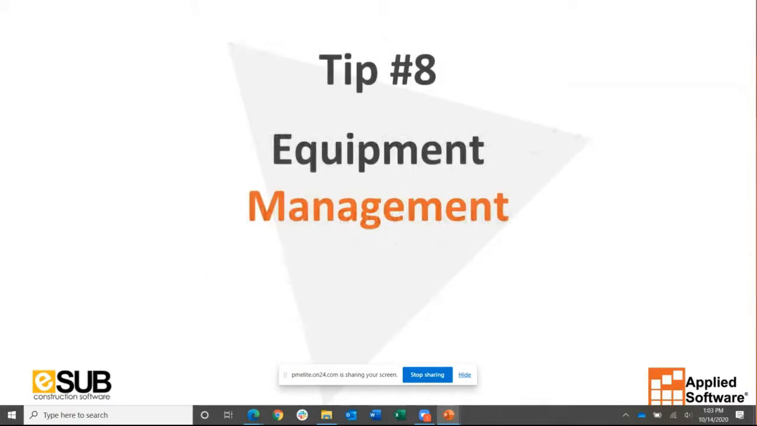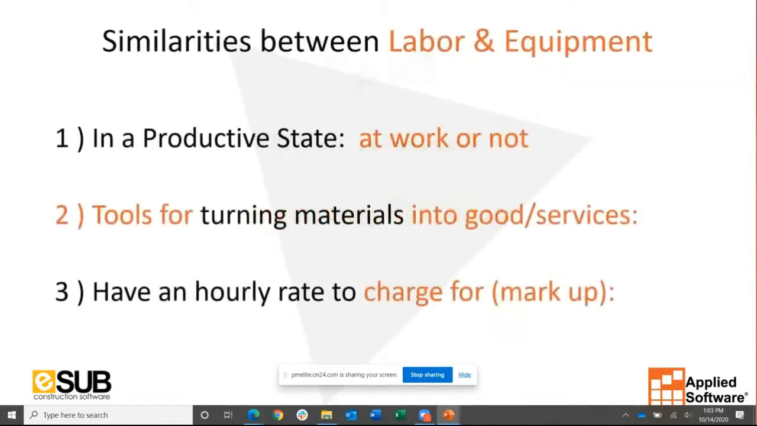Now, tip number 8, equipment management. We have all kinds of equipment on our job sites. We have small tools, small equipment, and large equipment. The thing to think about is there's a big difference fundamentally if you really think through labor and equipment. The first thing I want to bring up is a productive state or not at work, and that's both ways. If you're talking about an employee, that's the labor, and we just talked about non-productive versus productive state.